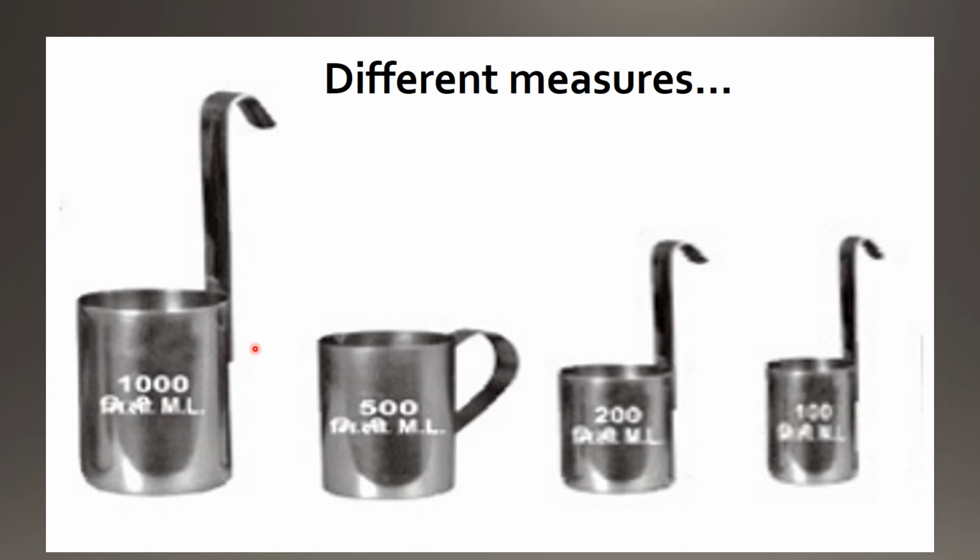So let us look at the different measures here. This is 1000 milliliters, which is 1 liter. This is 500 milliliters or half a liter. This is 200 milliliters and this is 100 milliliters. It depends on how much liquid you want to buy. Generally, we said that this is used to measure milk or oil.